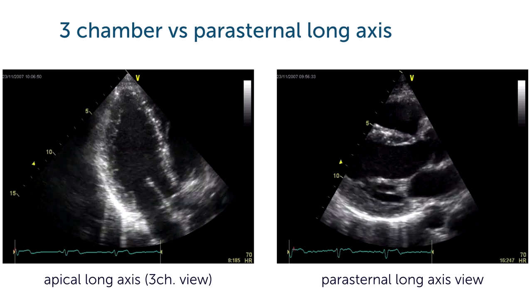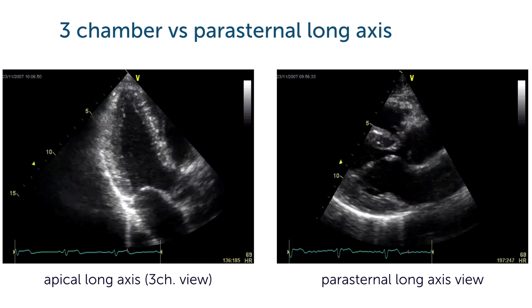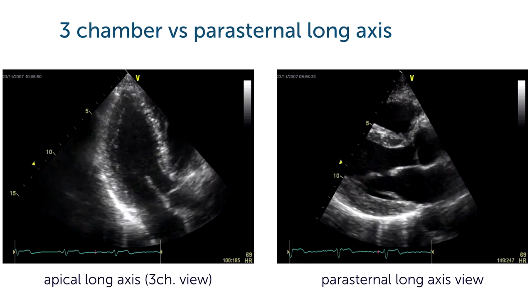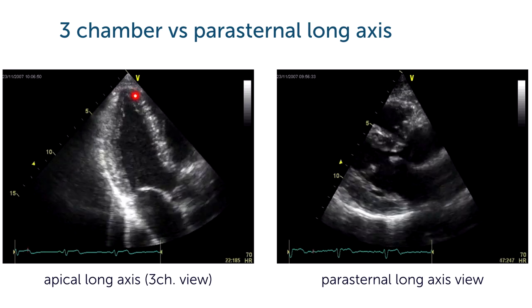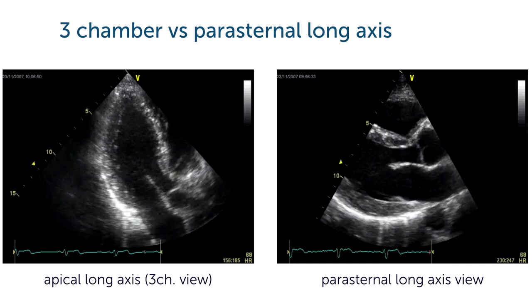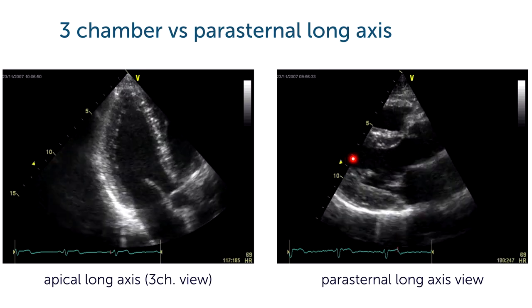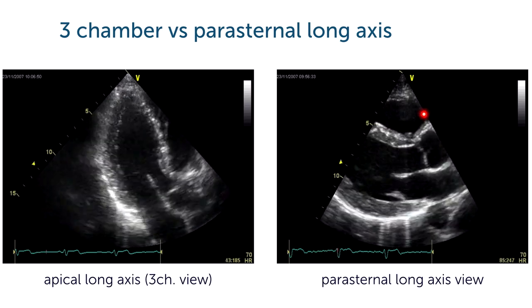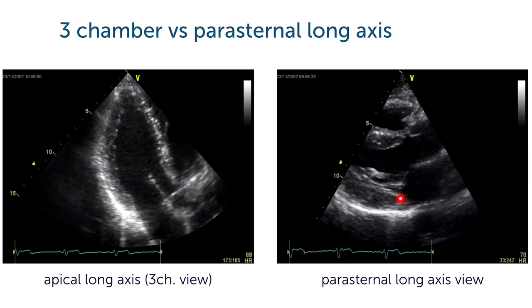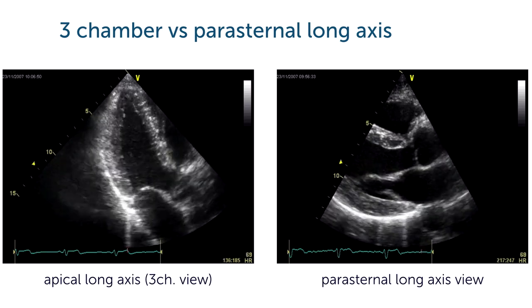long axis view. We're imaging through the same structures actually. The only difference is in the apical long axis view, we do see the apical structures here. We do not see them here in the peristernal long axis view. In contrast, in the peristernal long axis view, we probably have a better appreciation for the aortic valve and the mitral valve because we're simply closer to the transducer.